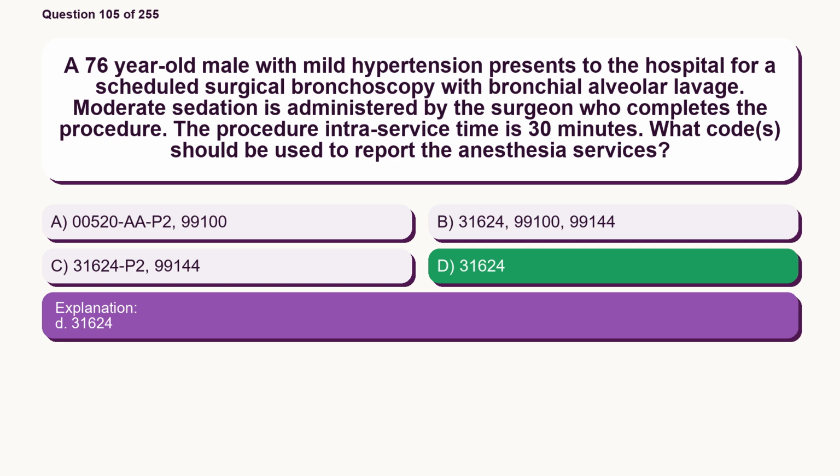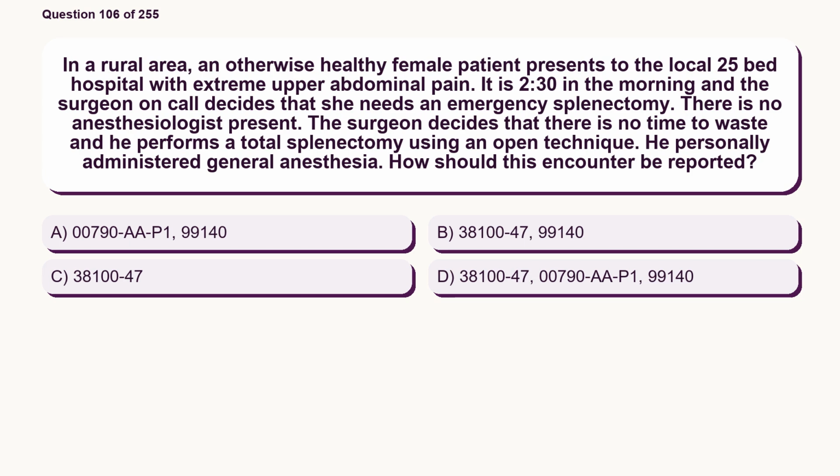31624. Question 106. In a rural area, an otherwise healthy female patient presents to the local 25-bed hospital with extreme upper abdominal pain. It is 2:30 in the morning and the surgeon on call decides that she needs an emergency splenectomy. There is no anesthesiologist present. The surgeon decides that there is no time to waste and he performs a total splenectomy using an open technique. He personally administered general anesthesia. How should this encounter be reported?